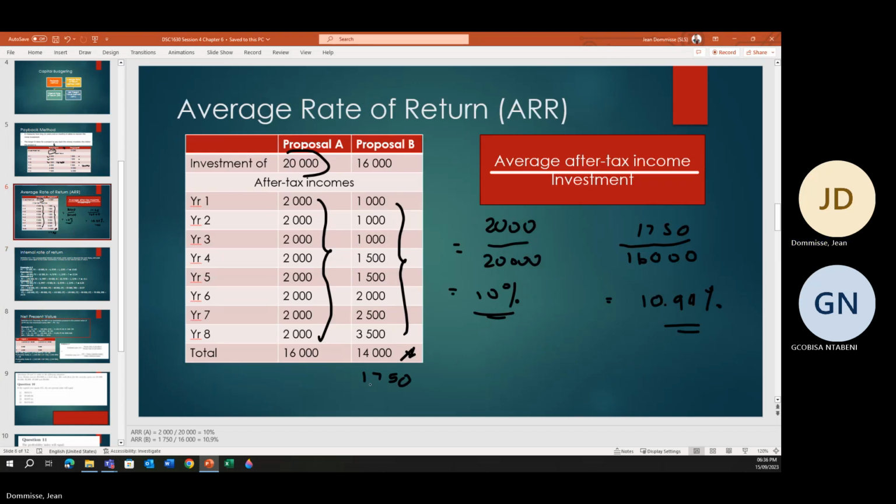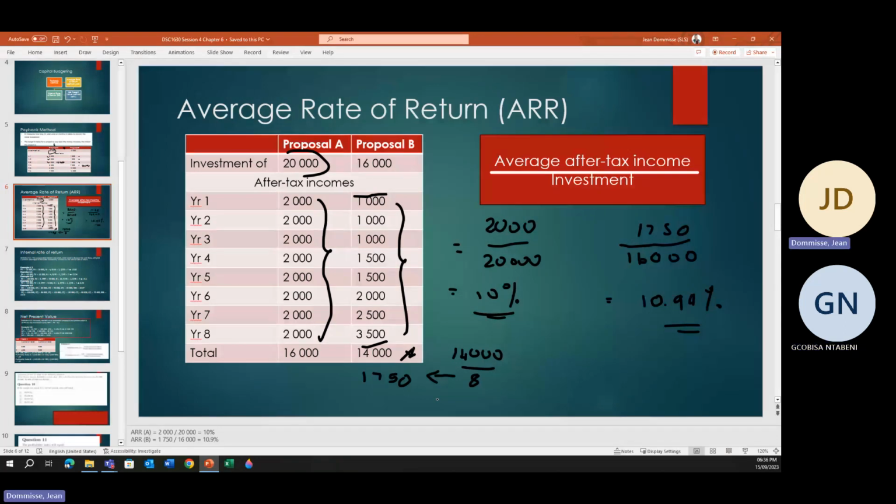Okay, so what we've done with that is to say the 14,000, because that was the total of all the incomes. So if I add from the 1,000 up until the 3,500, my total will be the 14,000, and it was for 8 years. So if I said 14,000 divided by 8, I would have gotten the 1,750. Okay, does that make sense? Oh, okay. Yes, it does.